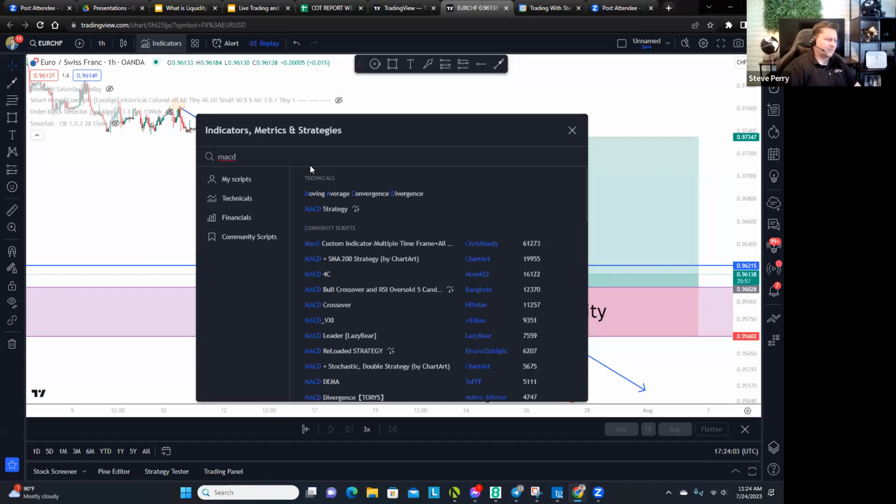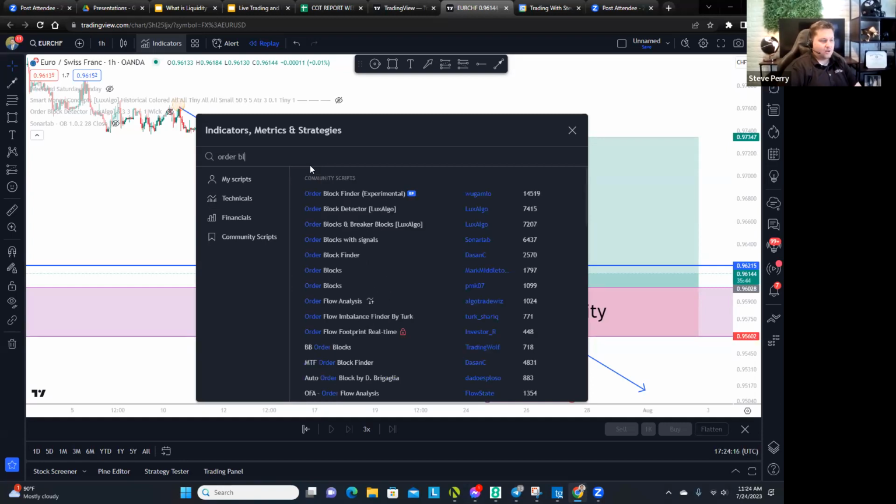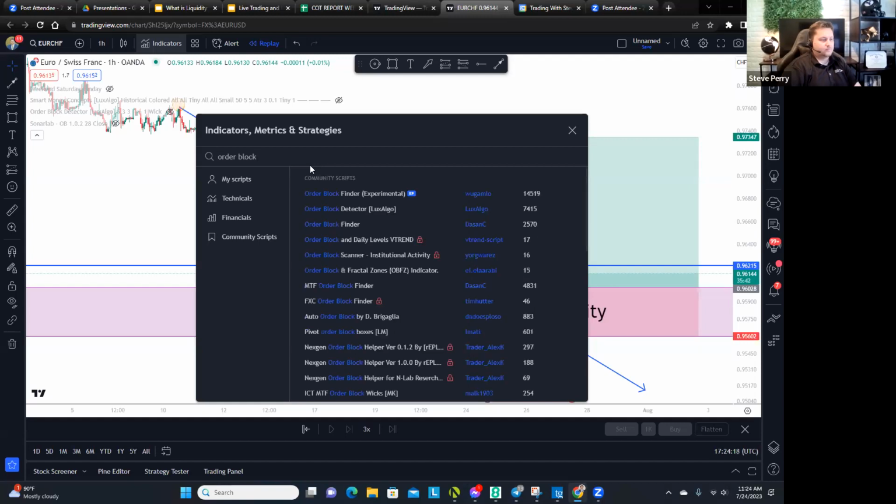I don't know anybody that uses a MACD anymore, but maybe there's some people, that's fine. But I use my price action concepts and I use these indicators to find trade setups. So I'll just search order block detector or finder. There's several. There's this one from this guy. You got Lux Algo. This is the one that we use a lot.